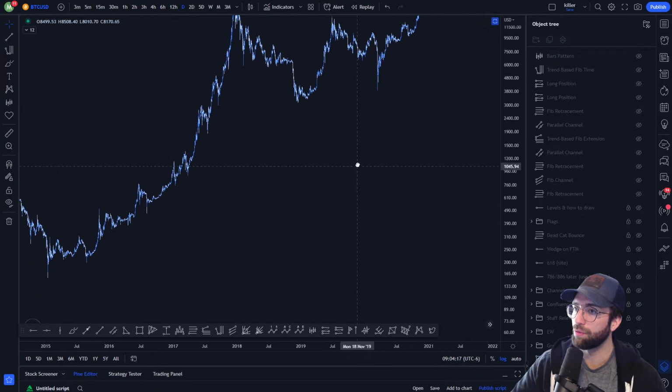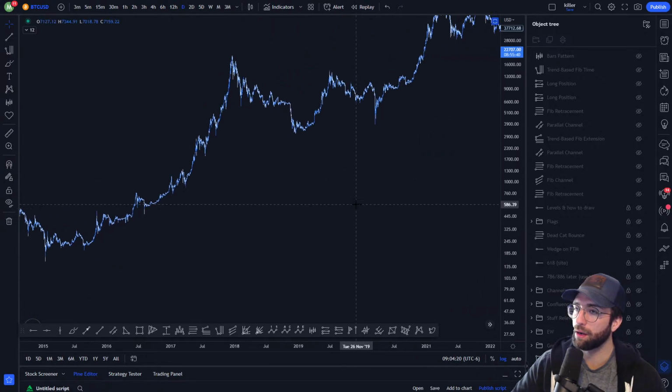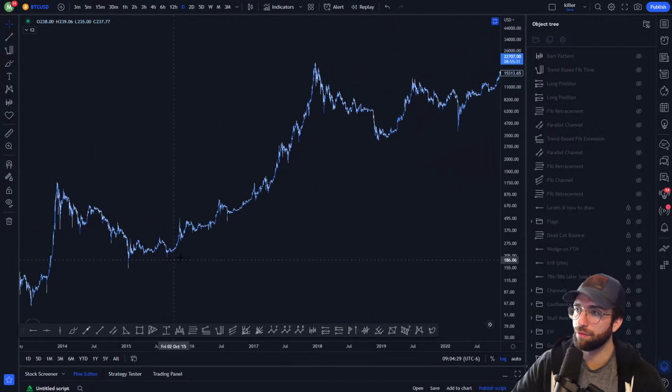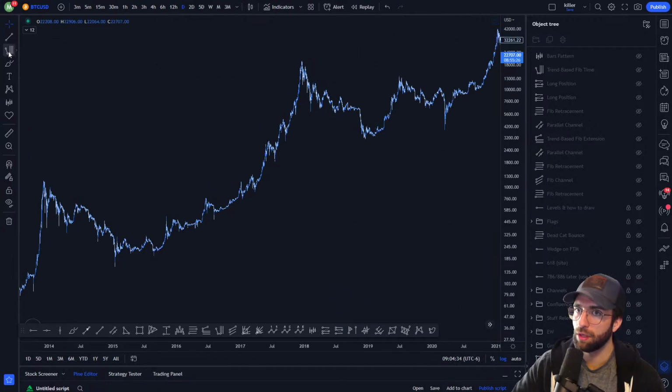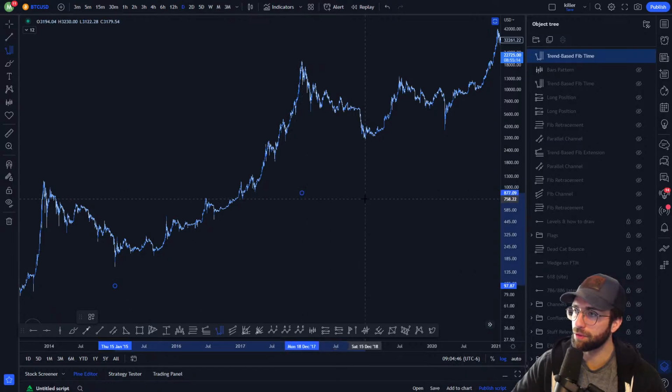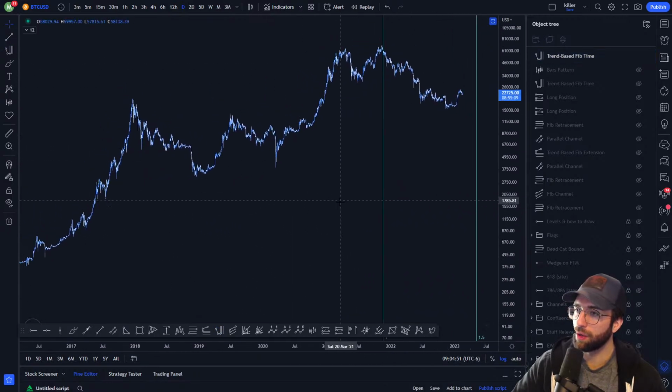So one thing you can do, for example, is say I want to compare, if I want to go on a weekly, say you want to compare the length of this bull run to the length of the next one, right? So let's go to our Fibonacci time tool. We'll click at the bottom here, and we'll click at the top, right? And then back now to the bottom of this move down. So here's what's cool about that.